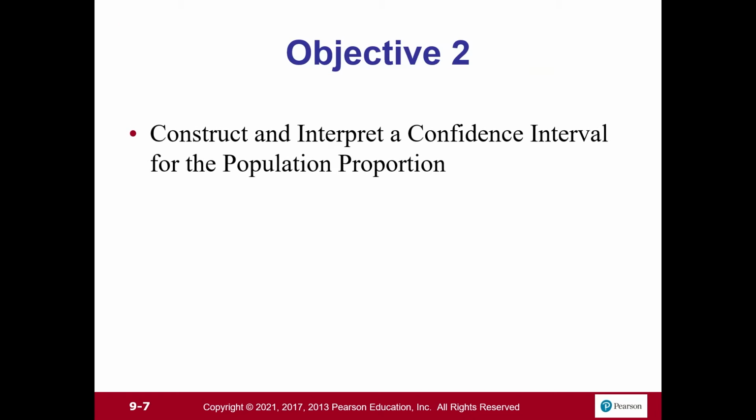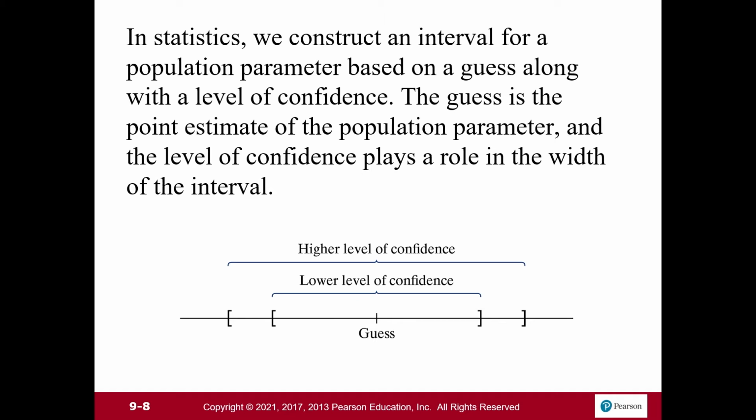All right, let's look at the second objective, to construct and interpret a confidence interval for the population proportion. Basically, we construct an interval for the population proportion based on a guess along with a level of confidence. So the guess is the point estimate of the population parameter, and the level of confidence plays a role in the width of the interval.